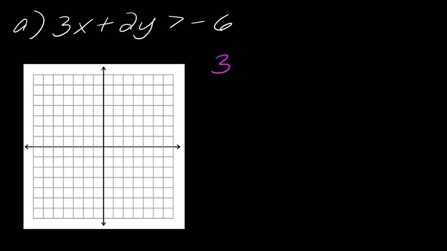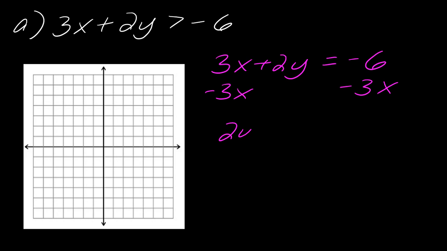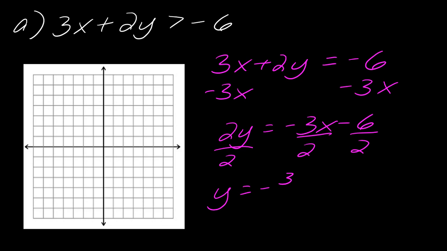So first things first, let's take 3x plus 2y equals -6. Let's start by thinking about just this line right here and how to graph this. To graph this, I'd want to solve for y so that I can easily see the slope-intercept form. So I'll start by subtracting off the 3x. So I've got 2y equals -3x minus 6. And then I'll divide each part by 2 to get y equals -3/2 x minus 3.